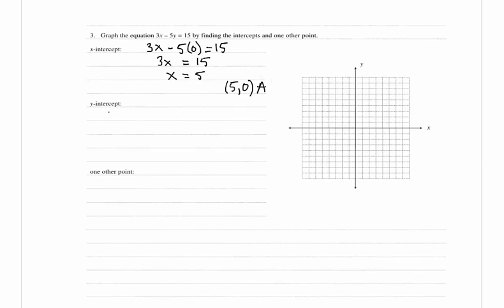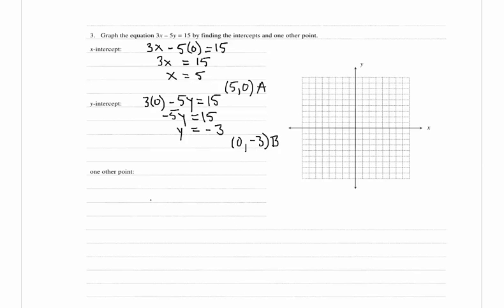For the y-intercept, we're going to plug 0 in for x, so we have 3 times 0 - 5y = 15. And now solve for y. 3 times 0 is 0, so we have -5y = 15. And now divide by -5, and we get y = -3. And our ordered pair is (0, -3), and we'll call this point B.